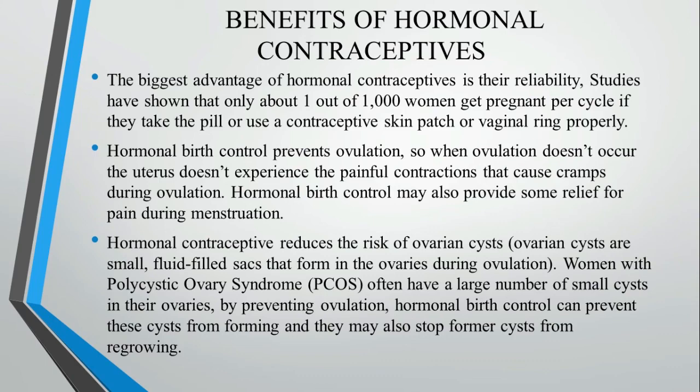Hormonal birth control prevents ovulation, so when ovulation doesn't occur, the uterus doesn't experience the painful contractions that cause cramps during ovulation. Hormonal birth control may also provide some relief for pain during menstruation. Hormonal contraceptives also reduce the risk of ovarian cysts.